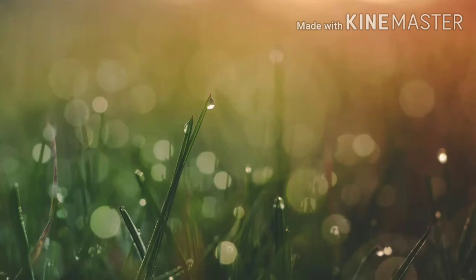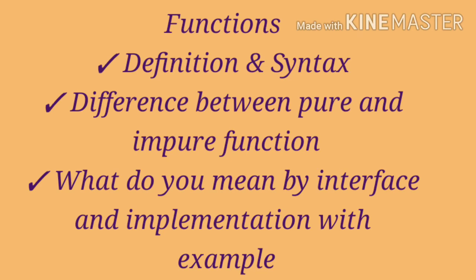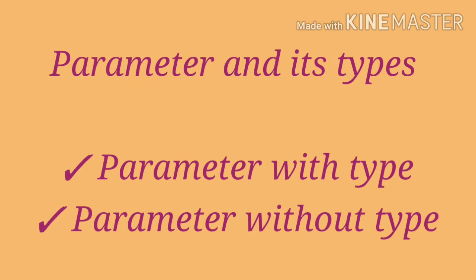Good morning to all. In the previous chapter, we have seen about functions and its different concepts. That is, definition and syntax, how to declare the function, what are the two types of function, that is, pure and impure function, and what is the difference between interface and implementation. Also discussed about parameter and its types, that is, parameter with data type and parameter without data type.